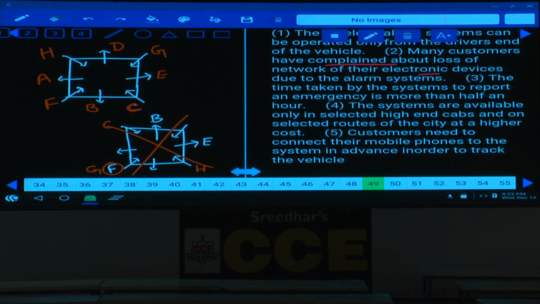Their mobiles are not working at all. Hence, this is again negative, isn't it? Hence, these people are not preferring this one. This is the reason why it has failed.